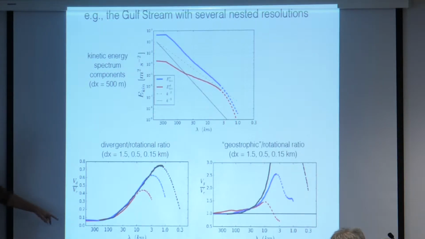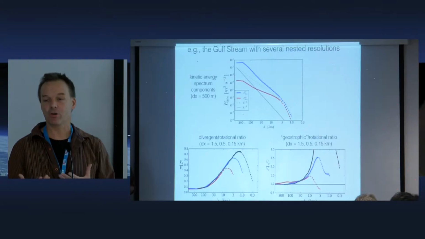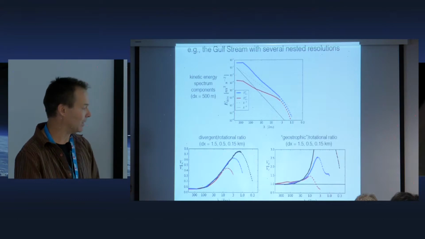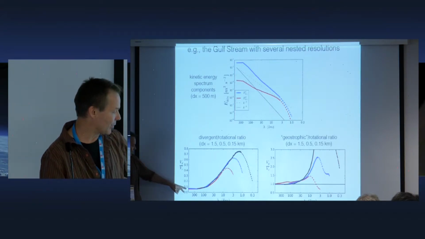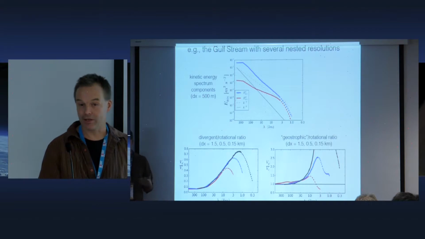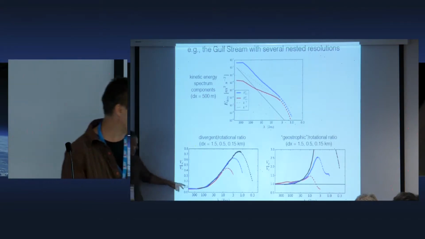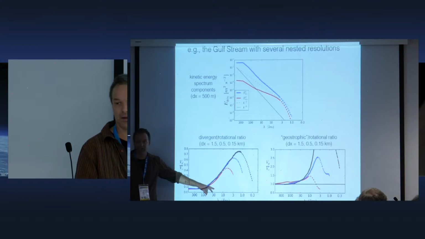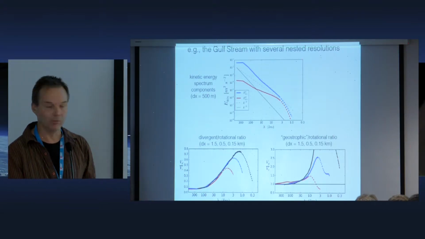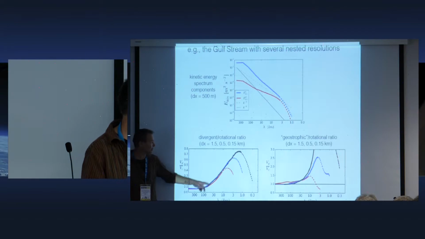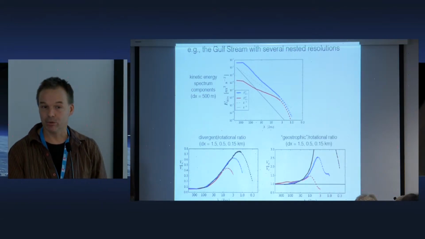But still, in this graph you see the ratio between the divergent and the rotational part of the surface velocity field. For this we use the rotational part as a proxy for geostrophic flow. And what you see is that for large scales, it's all rotational. It's all geostrophic. But as you go to, in this case, roughly 30 kilometers in wavelength, the divergent part of the flow starts to become increasingly important.